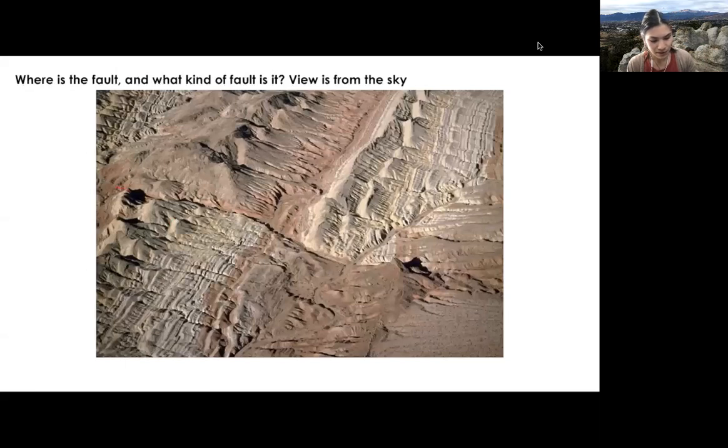So the fault is going to run about here where I drew this red line. And I can tell this because when I'm tracing each of these colors, so if I just look at this tan color here, the fault is where that color ends, right? And it's true for all the other layers. If I trace them along, at the fault is where they end. And I can actually match up some of these layers too.